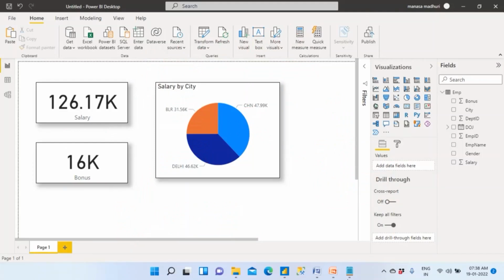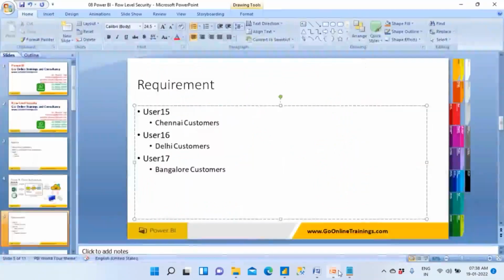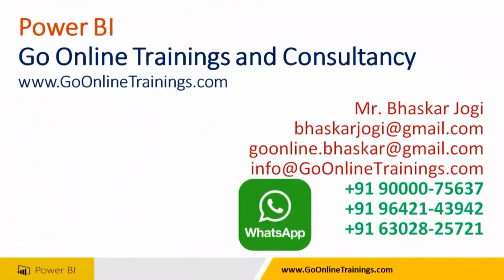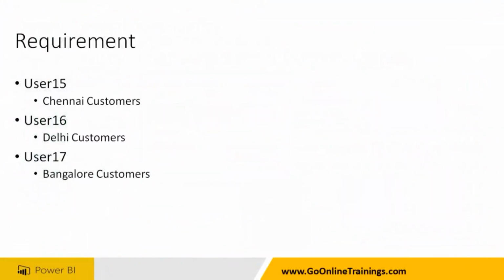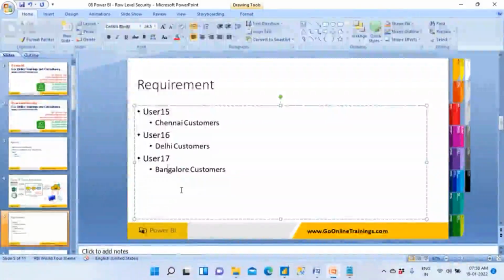Clear? So now I have three people. Let me show you who wanted to see what. According to my requirement, user 15 is allocated to Chennai. He's an HR manager in Chennai and wants to see only Chennai employees data. User 16 wants to have only Delhi. User 17 wants to see only Bangalore. Clear? So I wanted to do this kind of a thing.